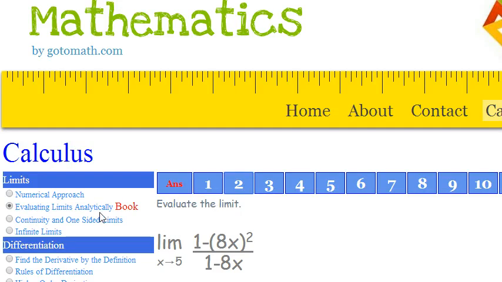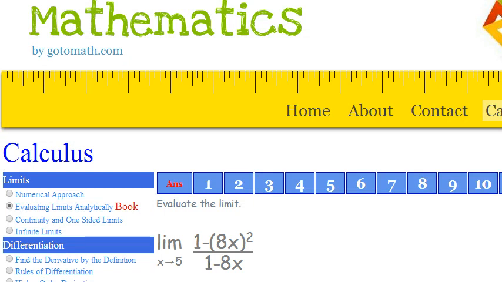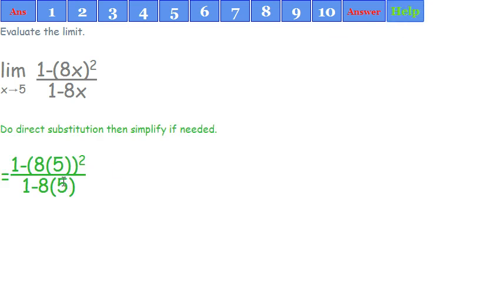Alright, we're looking at solving limits analytically, and this particular problem comes from this section. We're looking at the limit as x approaches 5 of (1 minus 8x) quantity squared over 1 minus 8x. In this problem, we would do a direct substitution by just plugging 5 in for x. So let's see what's going on.